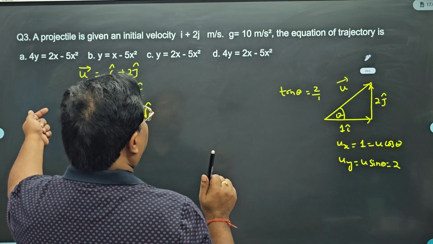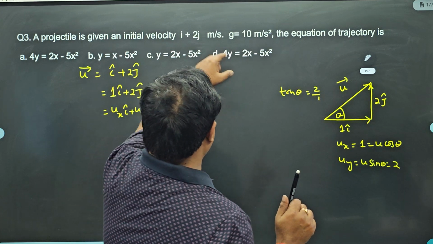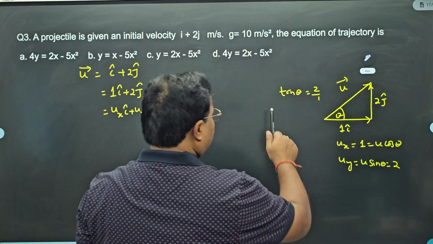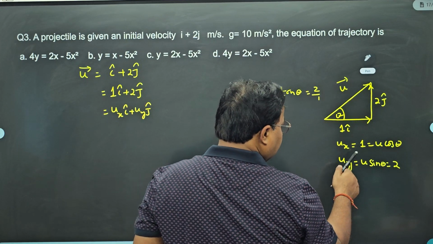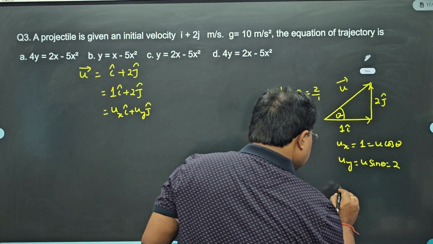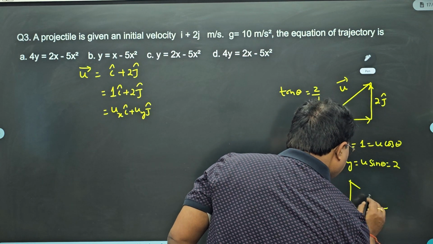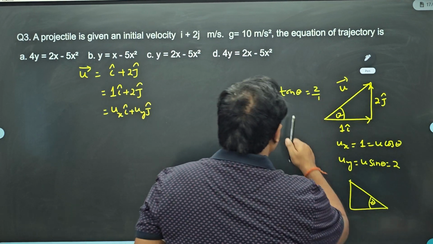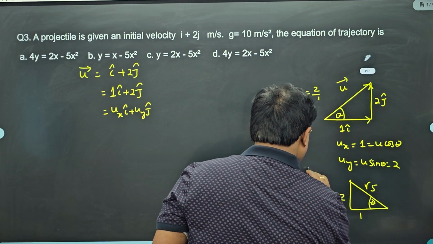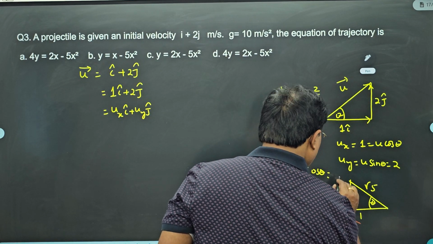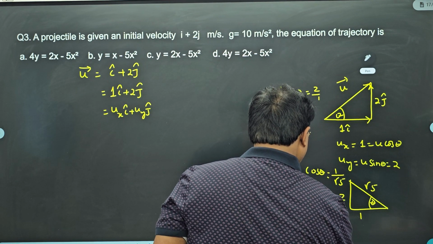What we have to find out? We have to find the equation of projectile motion from the given data. Okay, tan theta is equal to 2 by 1. What is sin theta and cos theta? If tan theta is equal to 2 by 1, what is cos theta, my dear students? We can find everything. This is theta. Tan theta is equal to 2 by 1. This becomes root 5. Cos theta is equal to 1 by root 5. What is sin theta, my dear students? Sin theta becomes 2 by root 5.